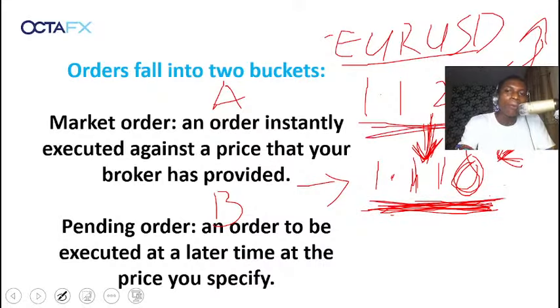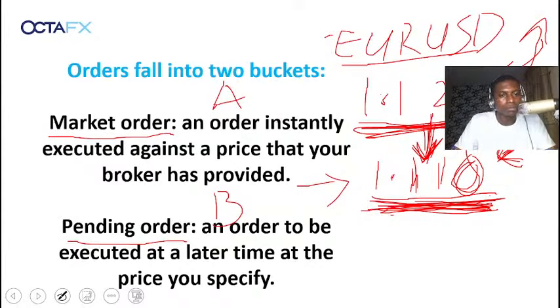Trader A, who buys at the current market price, has only taken a market order. Trader B, who is waiting to buy at a lower price, has only set a pending order. I hope we are getting it.